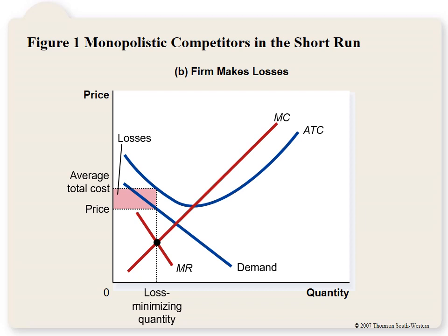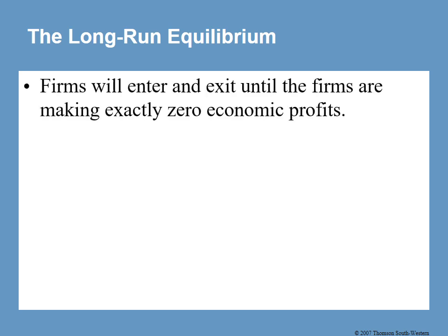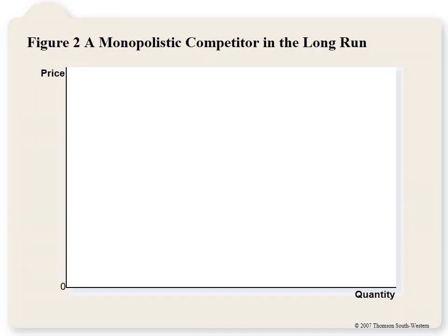So if we look at this example right here, let's say this is a movie that was in the theater and its costs were higher than the revenue it brought in, what will happen? Well, what we're going to see happen is it's going to drive us to a long-run equilibrium. Firms will enter and exit until they are making exactly zero economic profit. Please remember that. Put a star next to that. Memorize that. This is going to be just like a perfect competition in that we have zero economic profit.